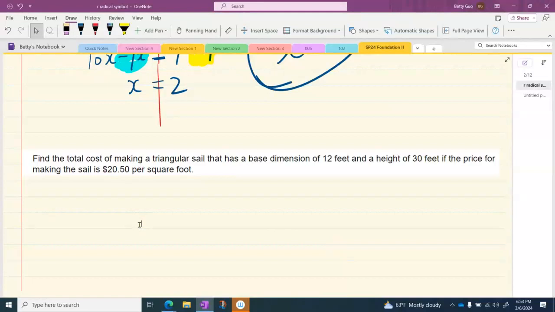Yeah, I have had students before. They don't even read the question. They don't even bother to read the question. How is it possible to get it right? Find the total cost of making a triangular sail that has a base dimension of 12 feet and a height of 30 feet if the price for making the sail is $20.50 per square foot. And what's the total cost?